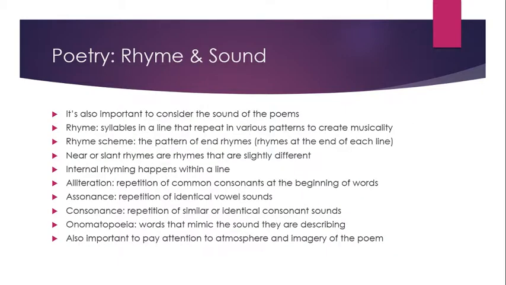Other things that are important to note with poetry are the rhyming and the sounds and the way that that is constructed in the poem. Sometimes it's referred to as the soundscape of a poem. So rhyming, of course, are the syllables in a line that repeat in various patterns and create a sort of musicality. But the rhyme scheme refers to the structure of those rhymes, and specifically end rhymes. So the rhyming that occurs at the end of each line. Internal rhyming is rhyming that happens within a line. So the rhyme scheme isn't dependent on the internal rhyming, just the end rhymes.